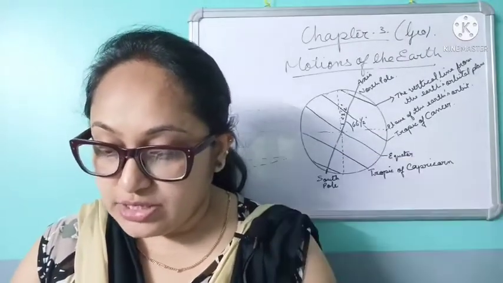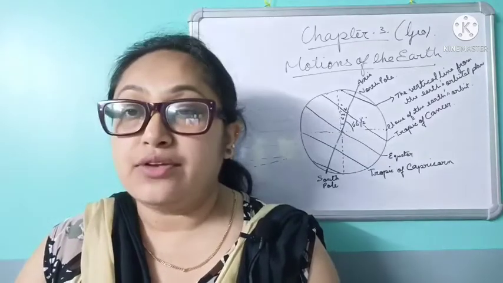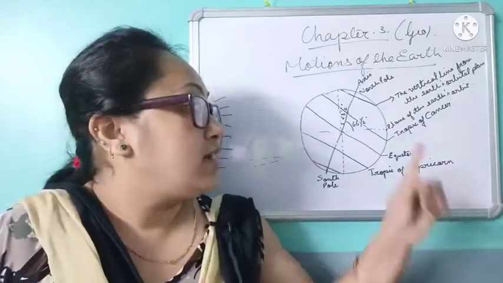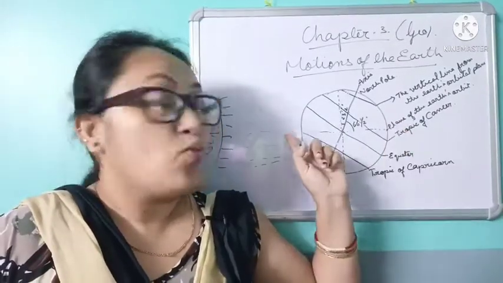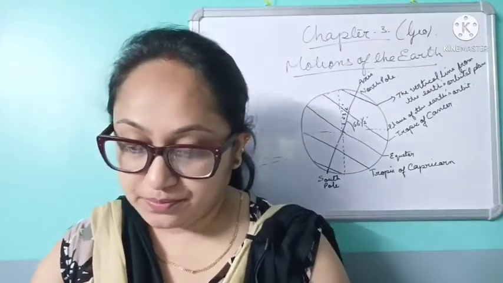It gives us the concept of direction based on the sunrise and sunset. The sun rises in the east and sets in the west, and by this we know the direction.